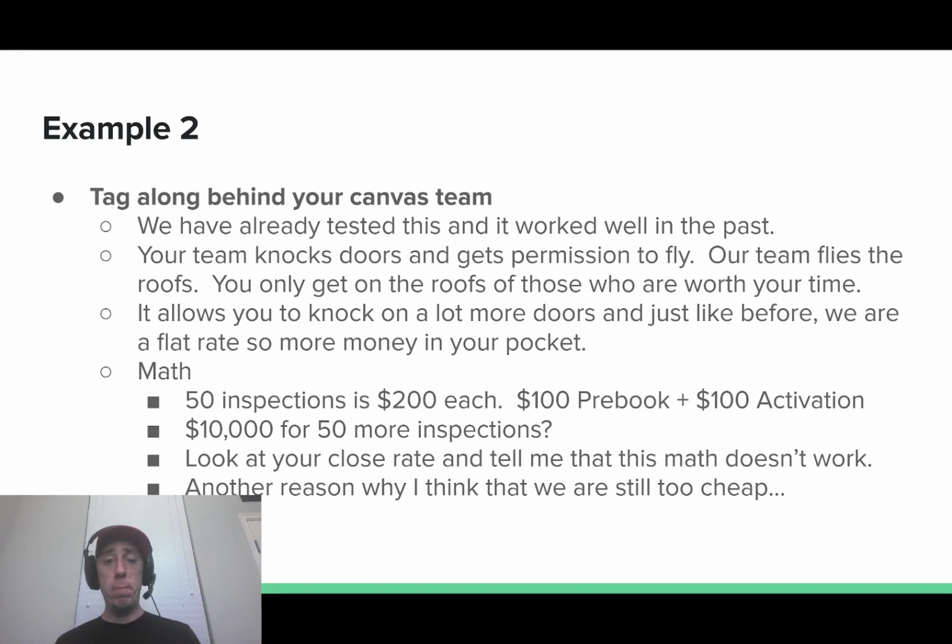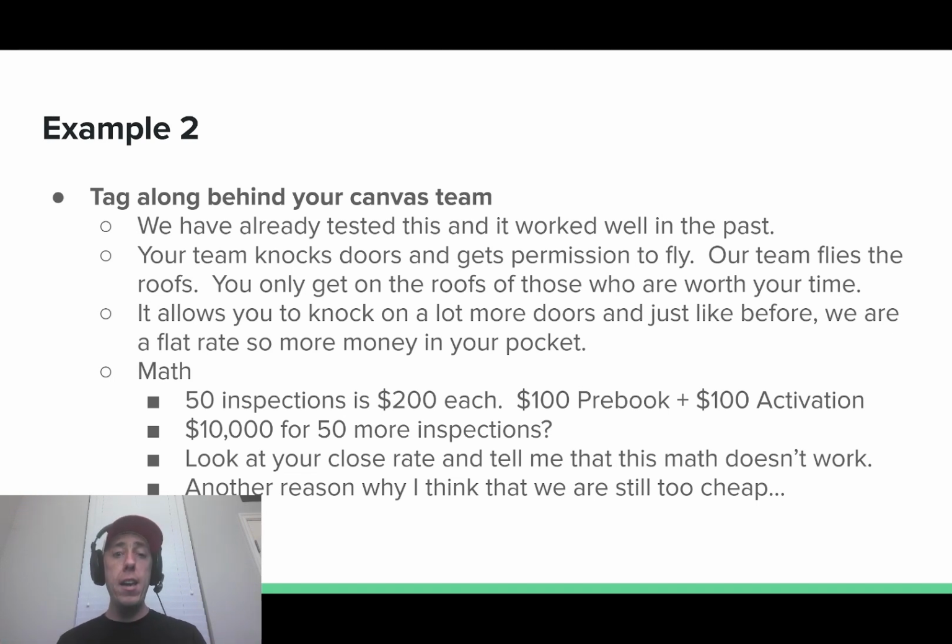And remember, these inspections are happening when you actually are needing them the most. This is critical game time, right? And you can look at your close rate and tell me that if you had an extra 50 more inspections in a hail impacted area that just came through, et cetera, and you tell me you can't generate an additional $10,000 from 50 more inspections, like, I don't know. I think this math is phenomenal.